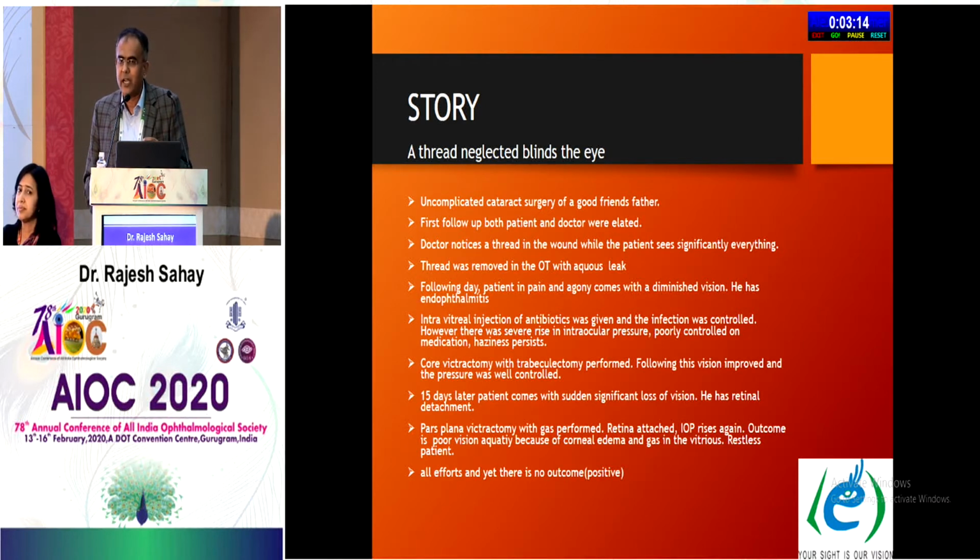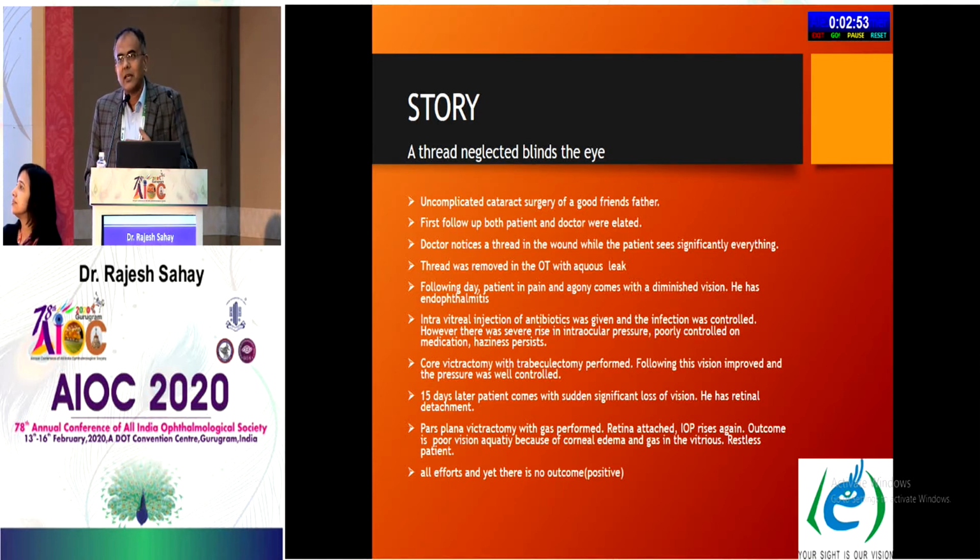It was very fine, very difficult to remove. In the process, there was some aqueous leak from that wound. Though the thread was taken out, there was aqueous leak, but it was hydrated and done. It was done in the OT with proper asepsis. Next day, the patient has severe pain, redness, and of course endophthalmitis.